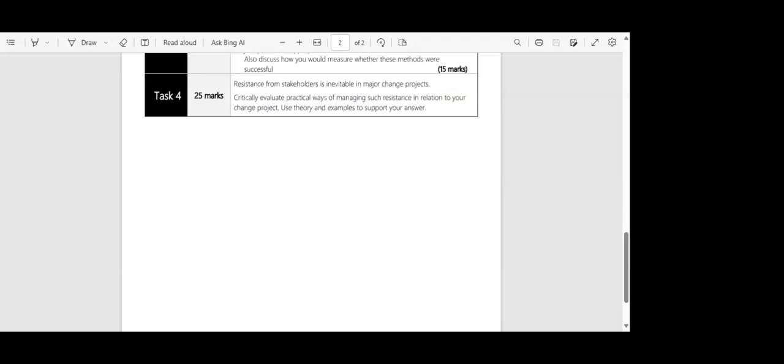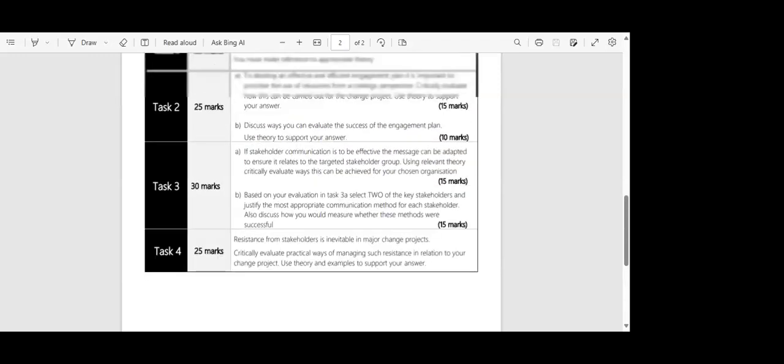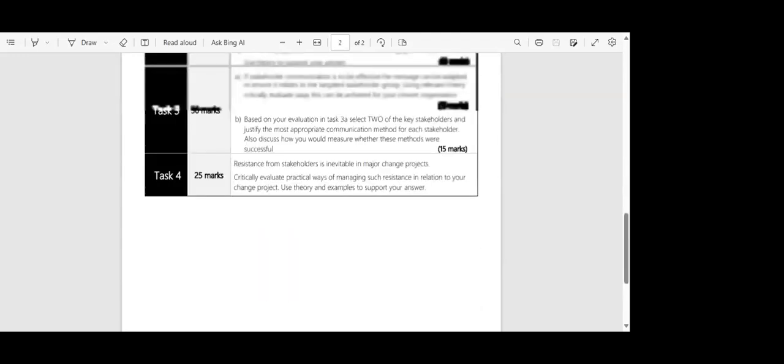If you go through that, you can figure out how this can be applied in your change project. In the organization summary, you're going to give brief details about the change project, and you're going to practically apply how resistance from stakeholders relates to it. You should apply the theory, but they are also looking for examples. So you have to come up with examples and theories to support your answer.